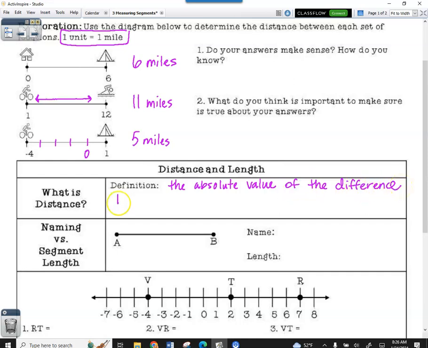Distance is the absolute value of the difference between points. The absolute value of the difference between points. Distance is always positive. Always positive.